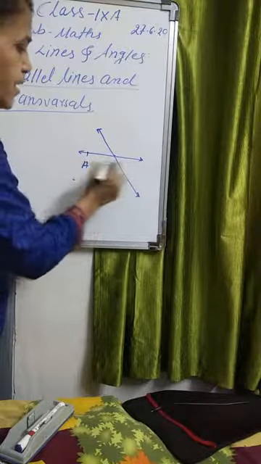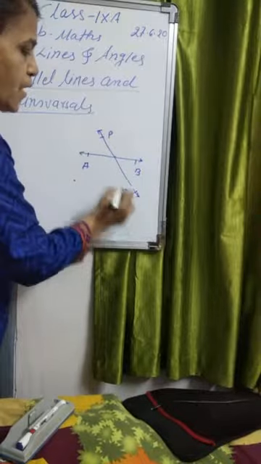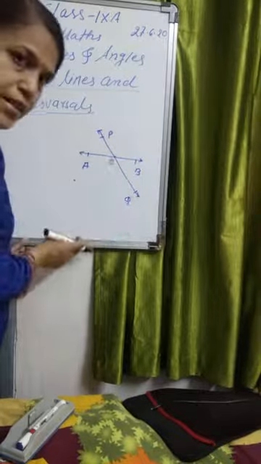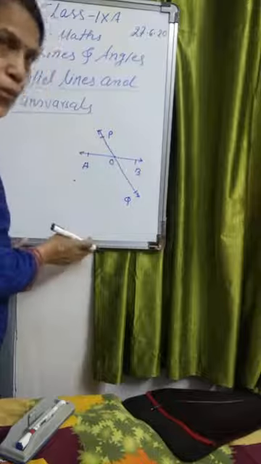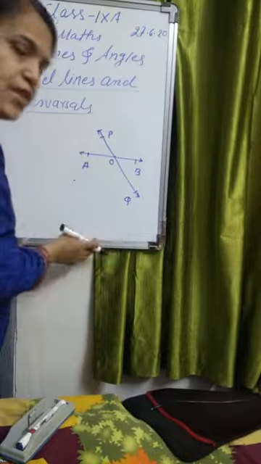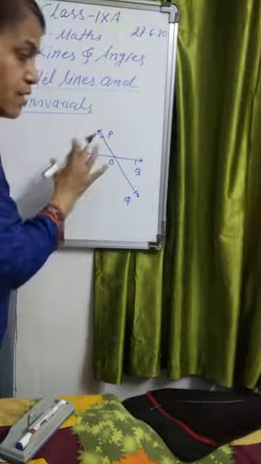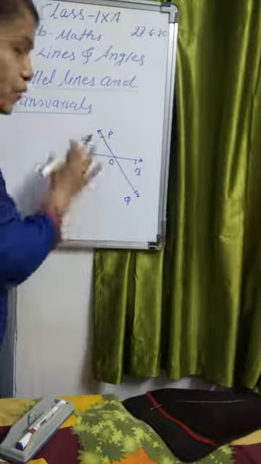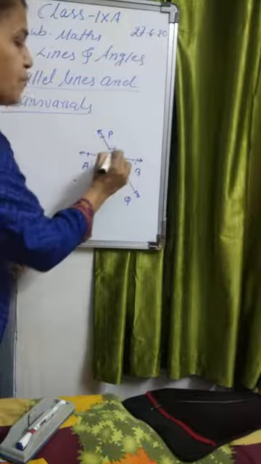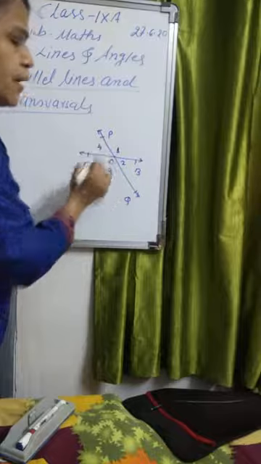Suppose this is the line AB and this is the line PQ. These two lines intersect each other at the point O. Then you can say these two lines intersect each other. And when the lines intersect each other, some angles are formed there. You can see the 4 angles there: angle 1, angle 2, angle 3 and angle 4.